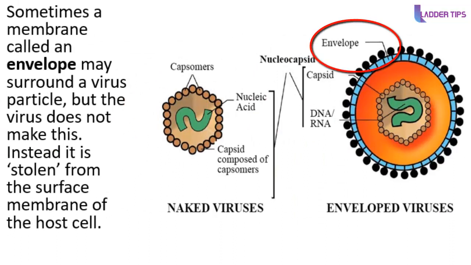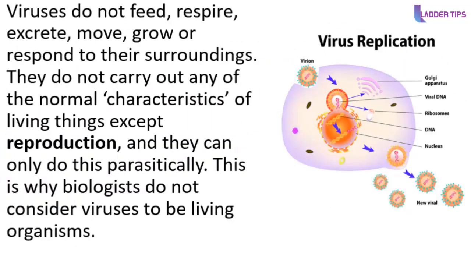Sometimes a membrane called an envelope may surround a virus particle, but the virus doesn't make this. Instead, it is stolen from the surface membrane of the host cell. Viruses do not feed, respire, excrete, move, grow, or respond to their surroundings. They do not carry out any of the normal characteristics of living things except reproduction, and they can only do this parasitically. This is why biologists do not consider viruses to be living organisms.